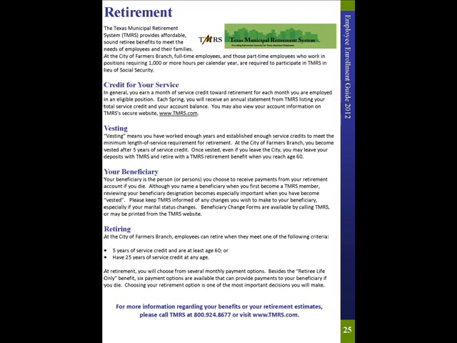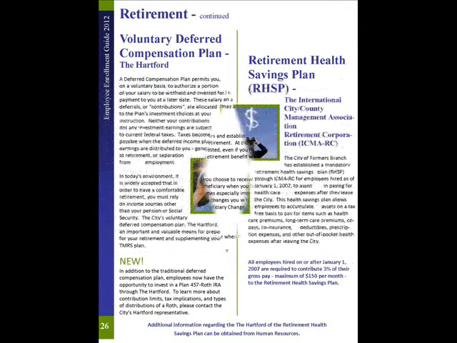Retiring. At the City of Farmers Branch, employees can retire when they meet one of the following criteria: 5 years of service credit and are at least age 60, or have 25 years of service credit at any age.